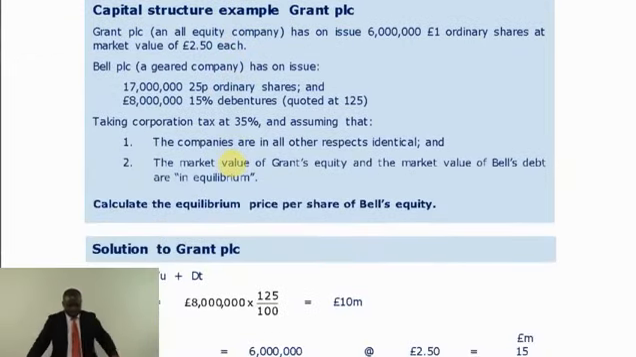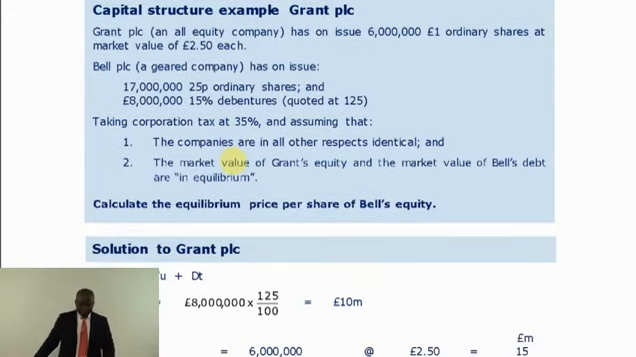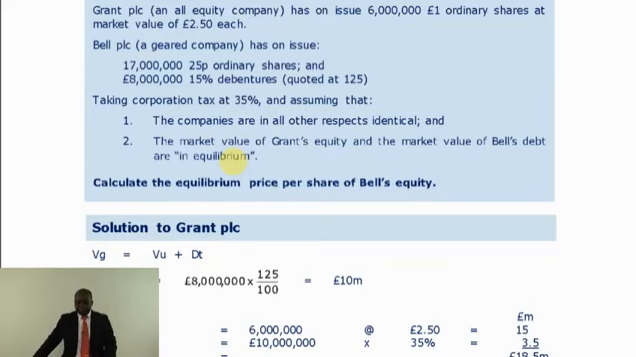Let's take this example to illustrate the capital structure. Example: Grant PLC, an all-equity company, has on issue 6 million £1 ordinary shares at a market value of 250p each. Bell PLC, a geared company, has on issue 17,025p ordinary shares and 8 million 15% debentures quoted at 125. Taking corporation tax at 35% and assuming that the companies are in all other respects identical, and the market value of Grant's equity and the market value of Bell's debt are in equilibrium.